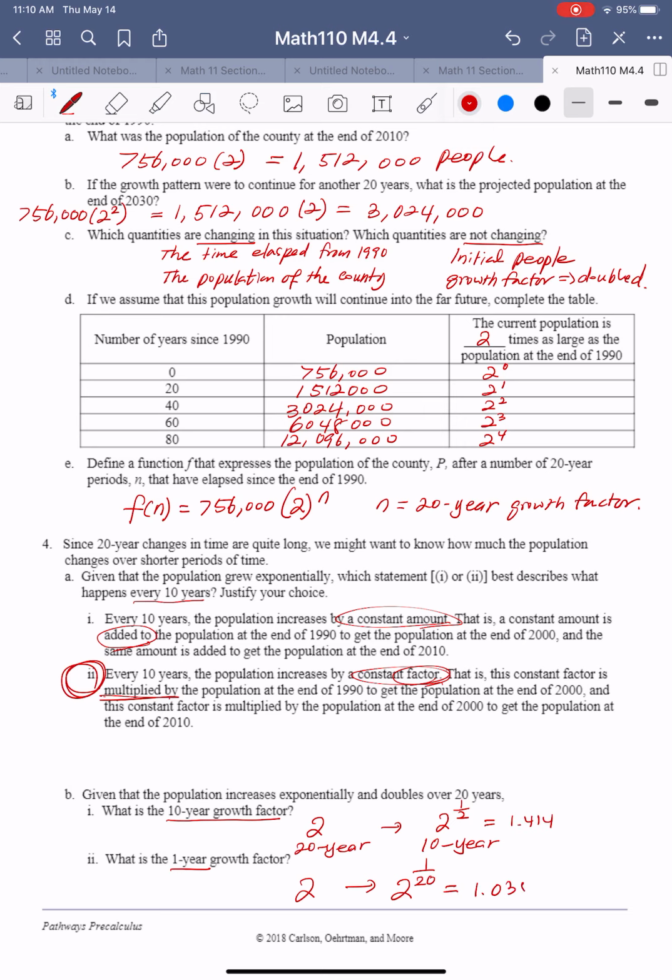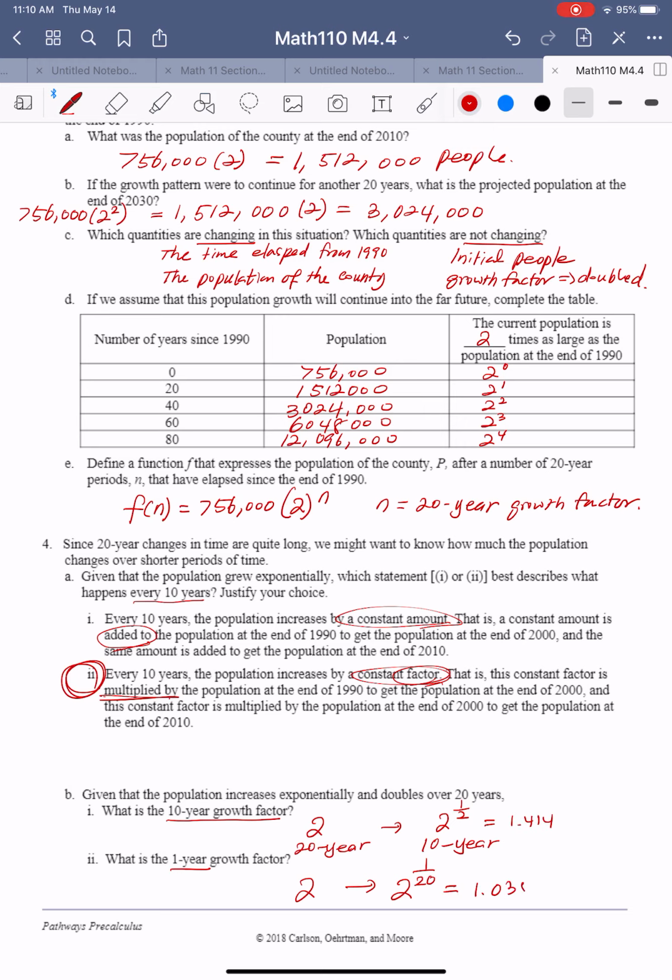And then 3 years. So how many 3 years in 20? It's hard to divide, so you can just say 3/20, right? And then it becomes 1.10957. How about 7 years? There are 7 out of 20, and then you get 1.27456.